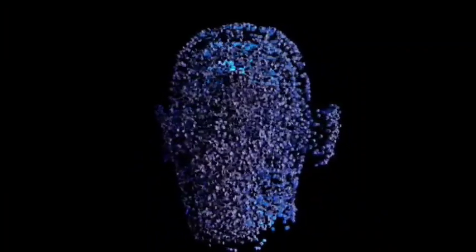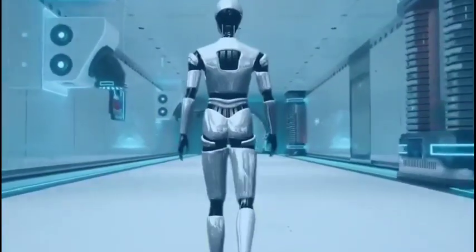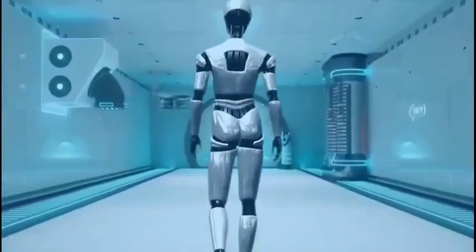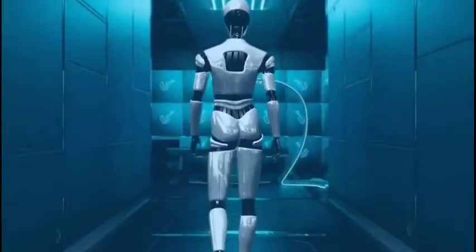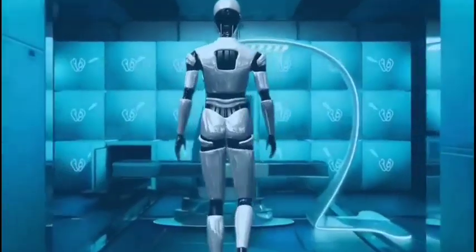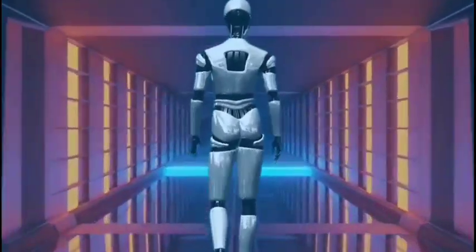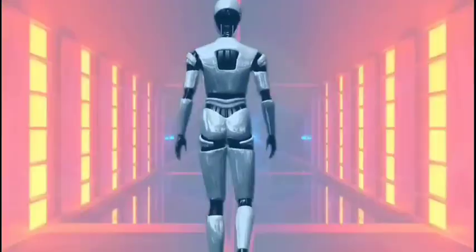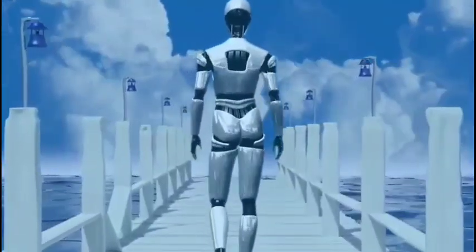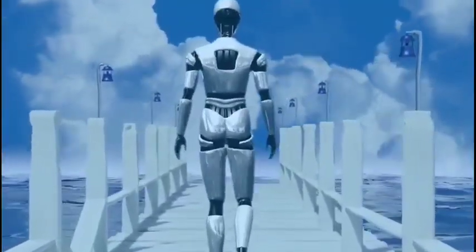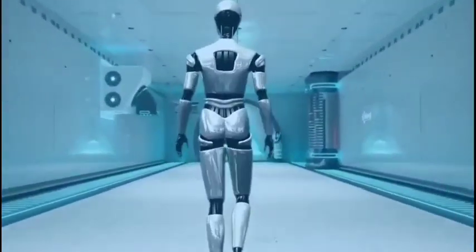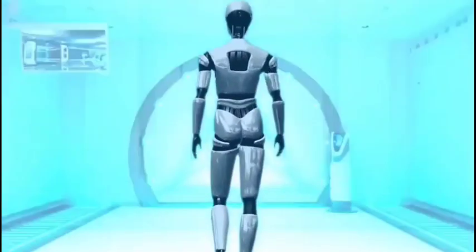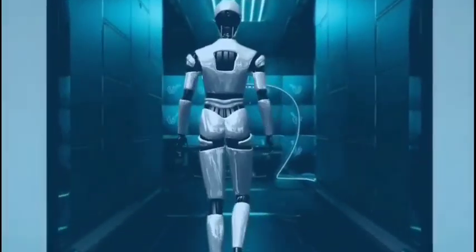Fifth, limited adaptability. AI systems are designed to operate in specific environments and under specific conditions. They lack the flexibility and adaptability that humans possess, which can make it difficult for them to operate effectively in changing or unpredictable situations. Sixth, security concerns. AI systems can be vulnerable to attacks and can be used to perpetrate cybercrimes. As AI becomes more advanced, the risks associated with AI security breaches are likely to increase.